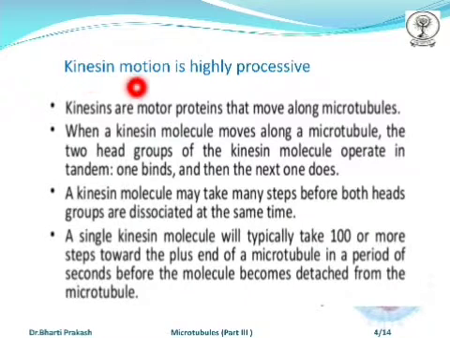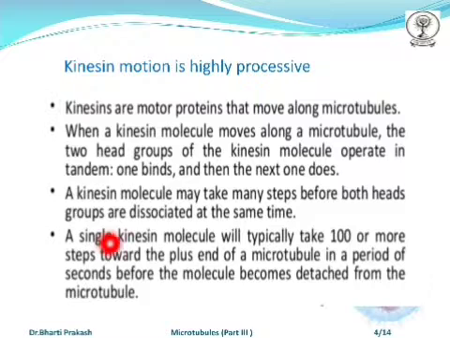Now the kinesin motion is highly processive, that is, it is highly advancing. As we have already studied, kinesins are motor proteins that move along the microtubules. When a kinesin molecule moves along the microtubule, the two head groups operate in tandem. That is, they move one behind the other. They work in conjugation with each other. One head binds first and then it is followed by the next.